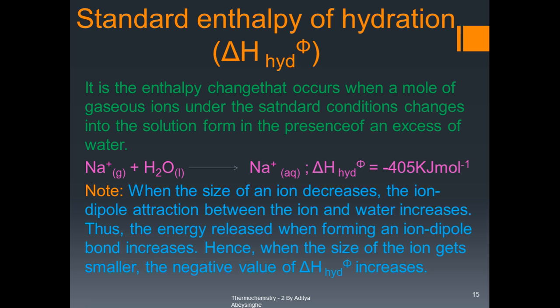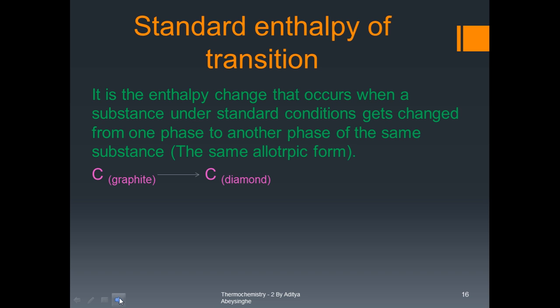What's important here is that when the size of an ion decreases, for example when you compare sodium and magnesium, the ion dipole attraction between the ion and water increases. Thus the energy released when forming an ion dipole bond increases. So what generally happens is that when the size of an ion gets smaller and smaller, the negative value of delta H HYD, or the standard enthalpy of hydration, increases. That's an important point when explaining the standard enthalpy of hydration.